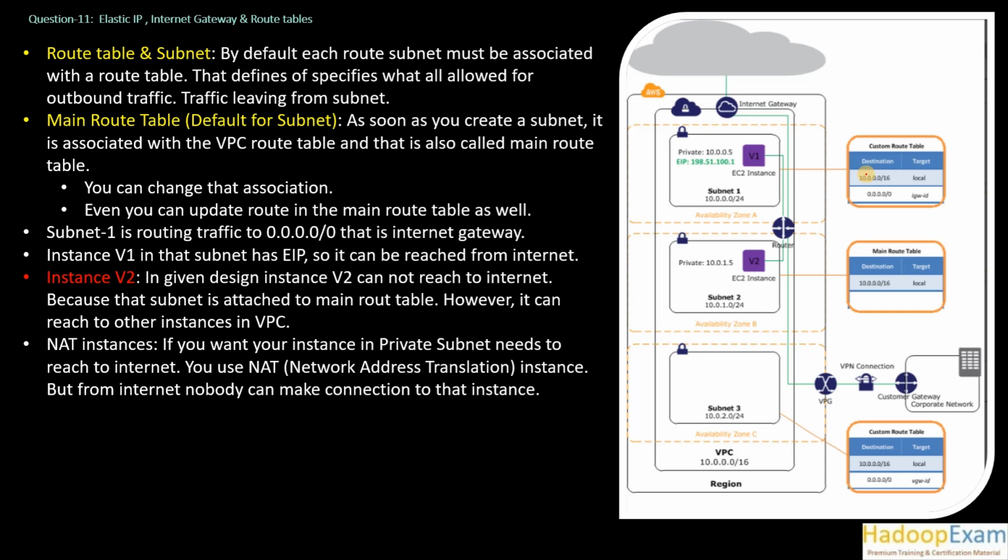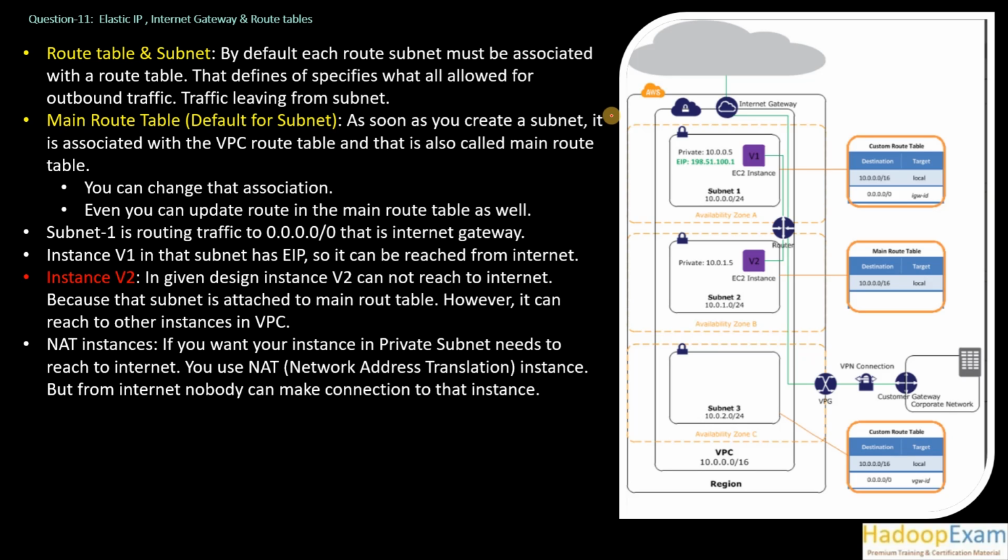Here we have three subnets and we have a different route table defined for each one. Subnet 1 has its own custom route table, but subnet 2 is attached to the main route table because it is not configured with one, and subnet 3 also has a custom route table. Now moving to the next concept: the main route table is the default for a subnet. As soon as you create a subnet, it is associated with the VPC route table, and that is also called the main route table.